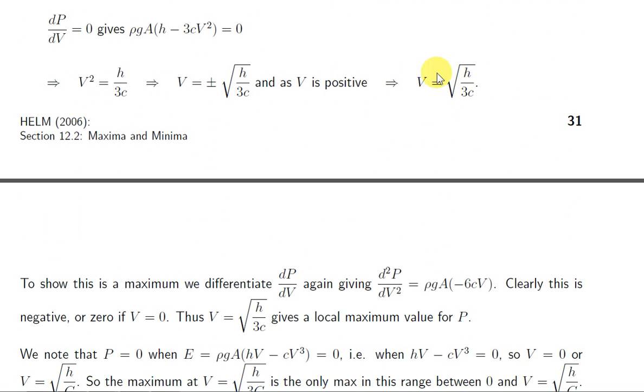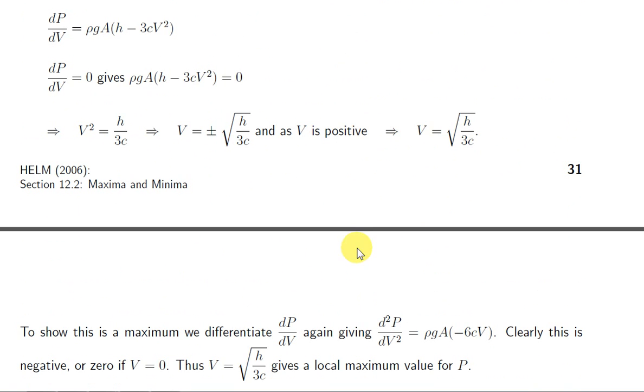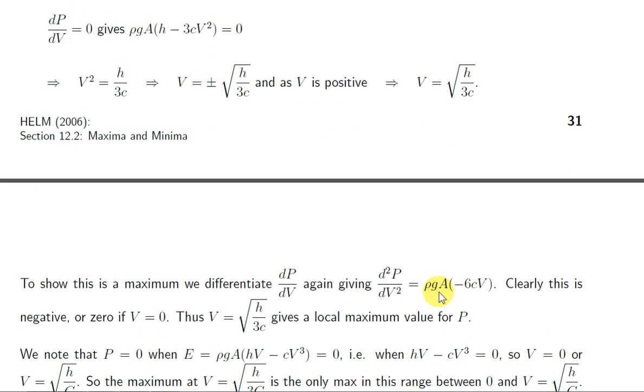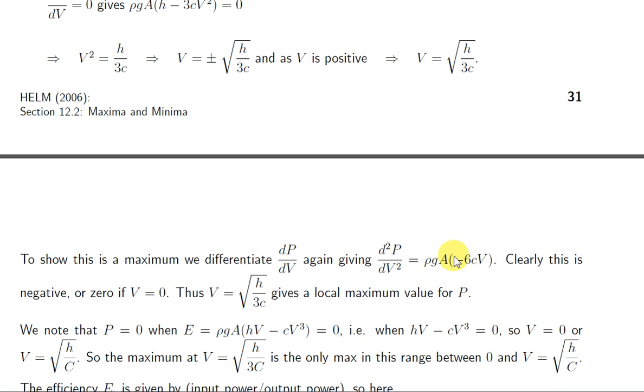Now to show that we have a local max for this value of v, we take the second derivative. So we differentiate this expression here with respect to v. Well, ρ, g, A times h will just give us 0, that's just a constant. When we differentiate this with respect to v, bring the 2 down, we get minus 6c v times ρ, g, A. So we want to get the second derivative at this value v of root h over 3c. If we plug that in, well, this value of v is positive. And since ρ, g, A and c are positive, and v is positive, then this thing is going to be negative. If the second derivative is negative, then we know that we have a local maximum at v equals root h over 3c.